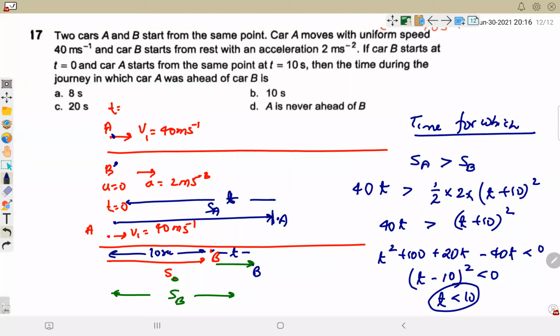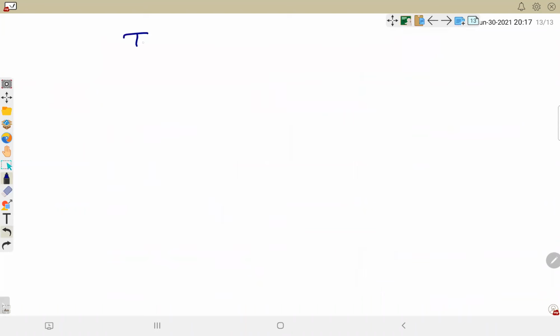बट हमने जो बिगिनिंग ली थी वो कहाँ से ली थी? Car B starts at time t is equal to 0. ठीक है. अभी हमने assumption क्या किया है? अभी हमने assumption किया है कि car A is moving for time t. In this assumption, we are assuming that the time t equal to 0 is when car B has already covered 10 seconds. So for the time for which car A is ahead of car B, उसमें पहले वाले 10 सेकंड भी हम जोड़ लेंगे.